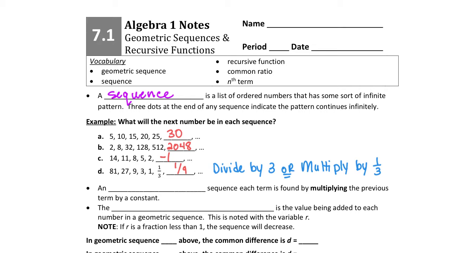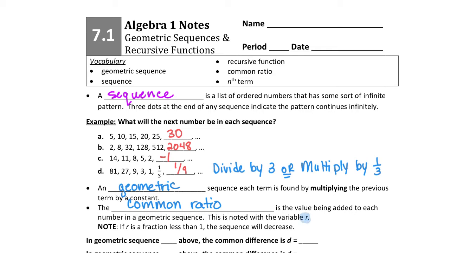Previously, we talked about adding or subtracting values from our sequences. In this lesson, we're going to focus on multiplying by constant terms. These are called a geometric sequence. Before we had the arithmetic sequence, now we have the geometric sequence. The common ratio is the value being multiplied to each number in a geometric sequence. This is noted with the variable r.